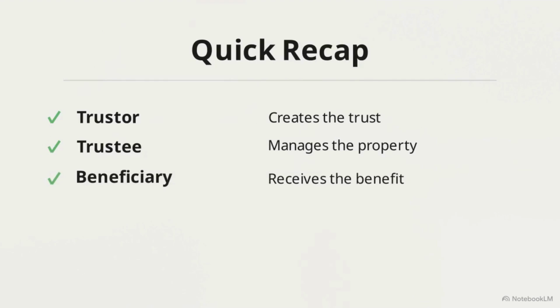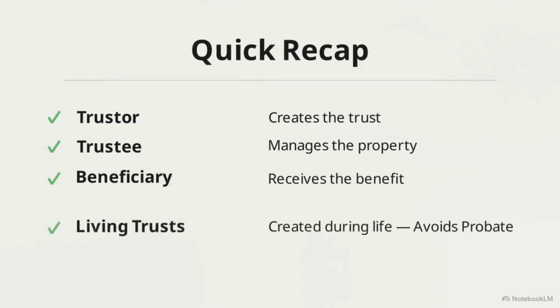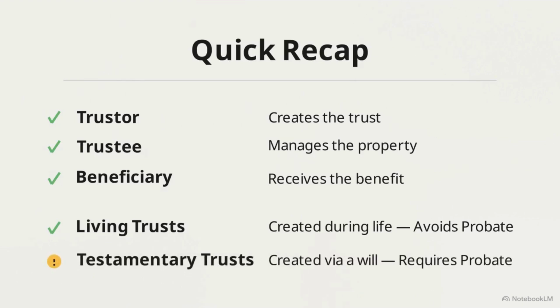Quick recap. A trust manages property via written instructions. The trustor creates it. The trustee manages it, and the beneficiary receives the benefit. Living trusts avoid probate because they are created during life. Testamentary trusts are created by a will and require probate.